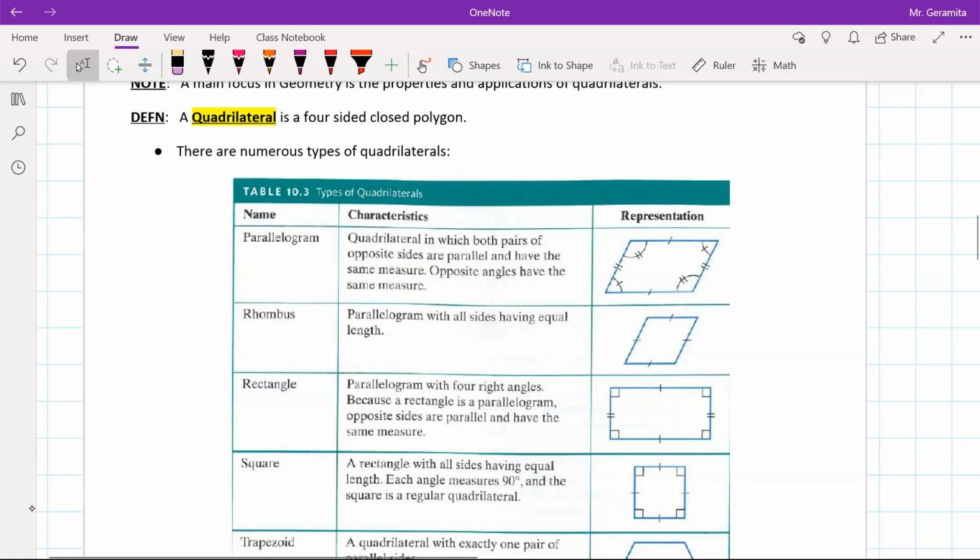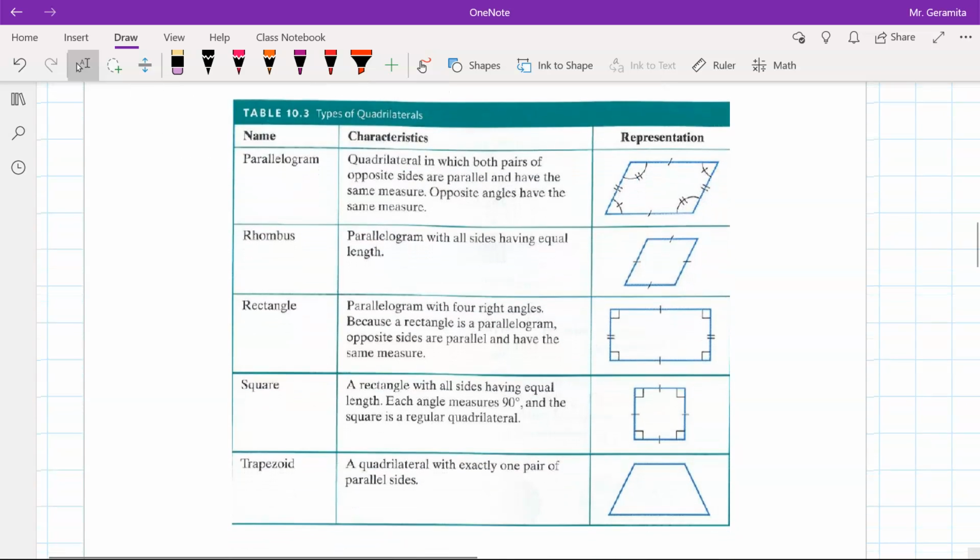We have a parallelogram. A parallelogram is going to be a quadrilateral in which both pairs of opposite sides are parallel and they have the same measure. Opposite angles also have the same measure. So there's your representation. A rhombus is a parallelogram, so it holds all properties of a parallelogram. It also has equal sides. A rectangle, again, is a parallelogram, so it holds all properties a parallelogram has. And this one has 4 right angles.